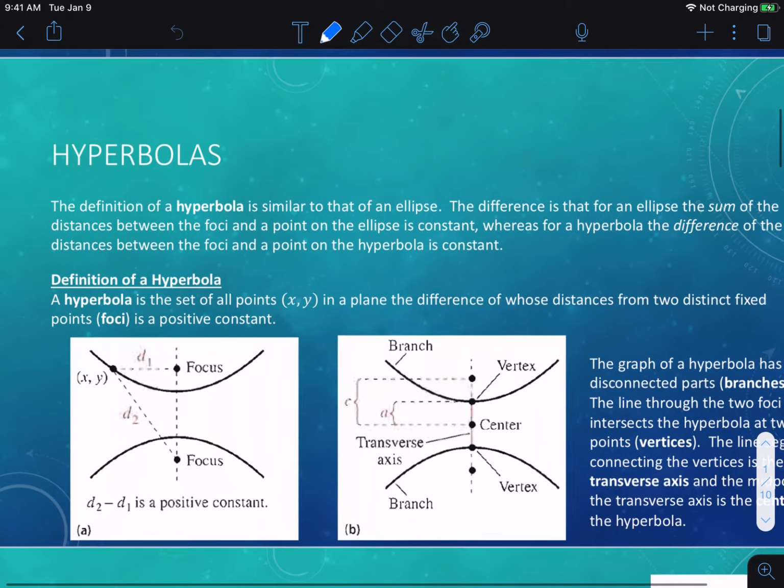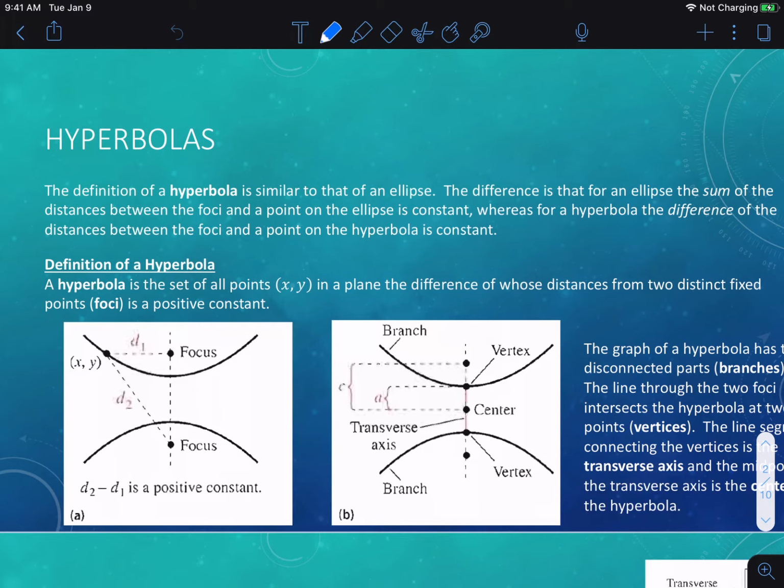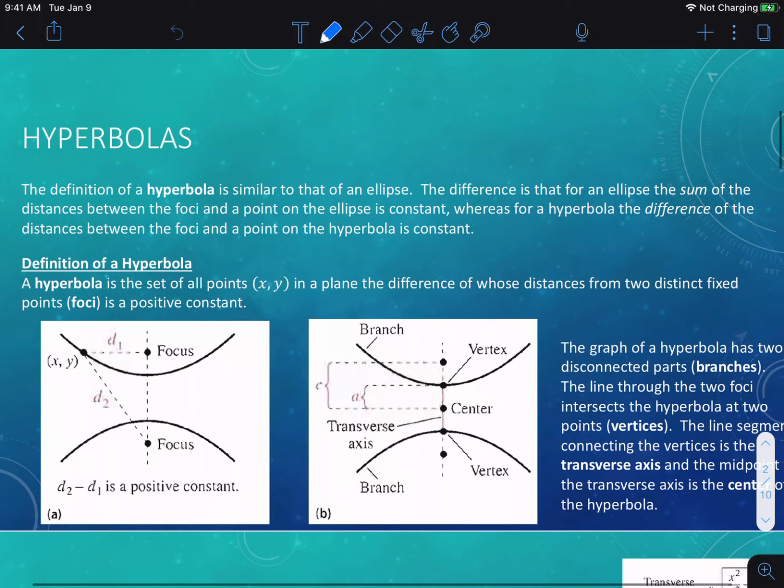So in hyperbolas, the definition of a hyperbola is similar to that of an ellipse, and the difference is that for an ellipse, the sum of the distances between the foci and some point on the ellipse is a constant. Whereas on a hyperbola, the difference of the distances between the foci and a point on the hyperbola is constant. So we'll get into that and show you on these figures here.